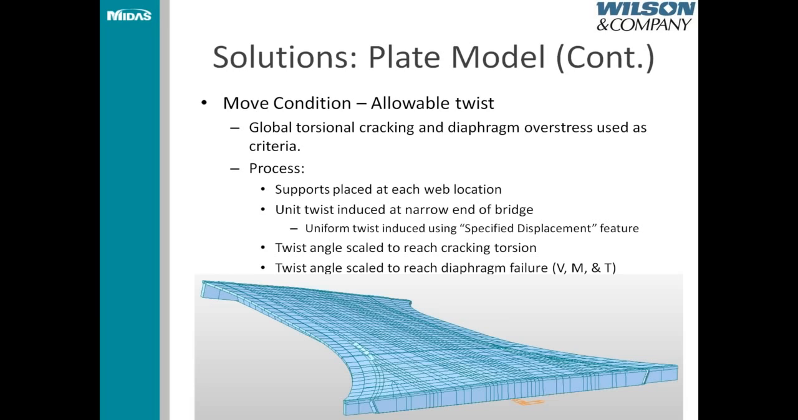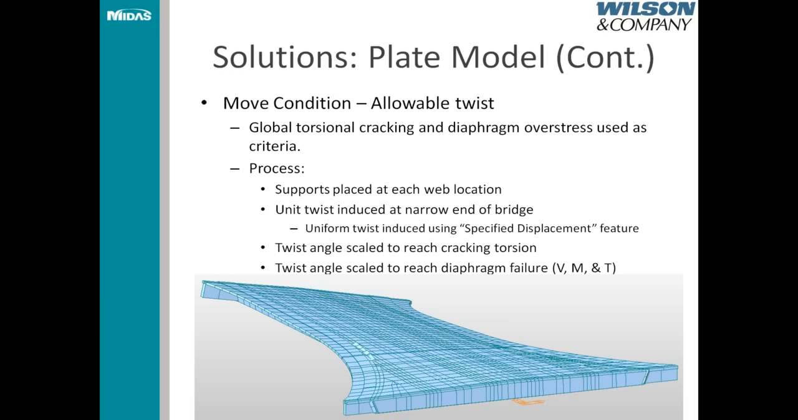In order to do this, the supports were placed at each web location at each of the lifting diaphragms. A unit twist was induced at the narrow end of the bridge at the lifting diaphragm using the specified displacement feature within MIDAS. This twist was entered by entering these specified displacements along a line. So all four were displaced. The two on the left side went up, the two on the right side went down, along a line.